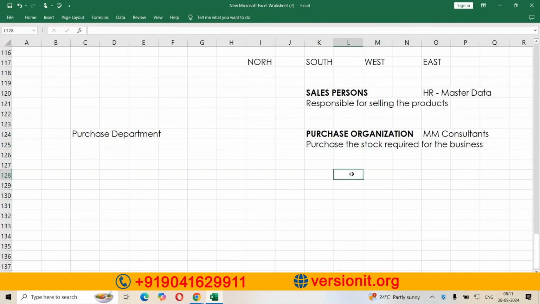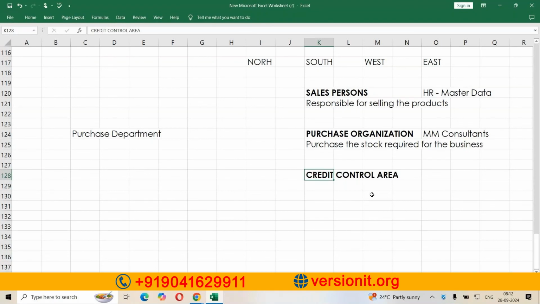And we have one more organizational unit by the name of credit control area. It's going to be the next one, and it is going to be part of your finance module. This particular department will be fixing up the credit limit of the customer: up to what value the customer can take the products on credit from the business. So the business will fix whether they can take the product up to a value of 10 lakhs, or 5 lakhs, or 2 lakhs, or 50,000. This is the department which will be fixing up the credit limits.